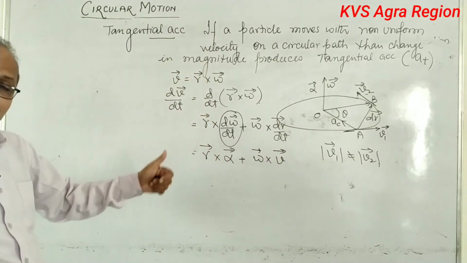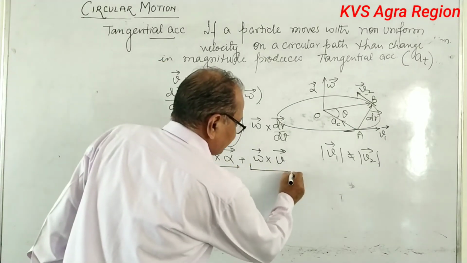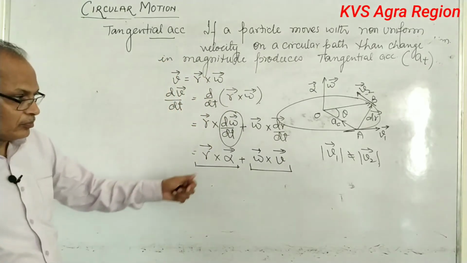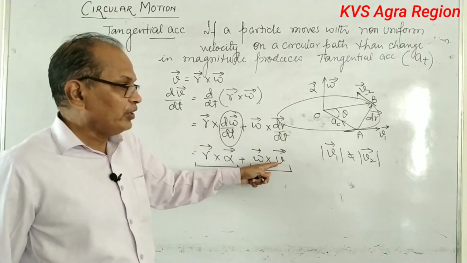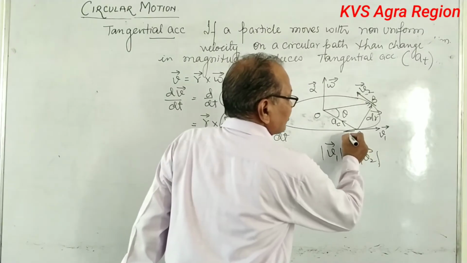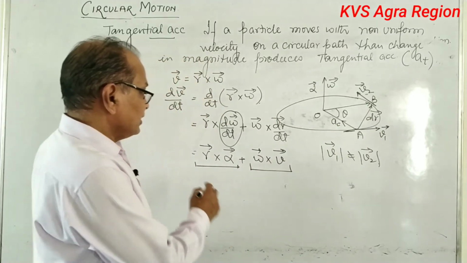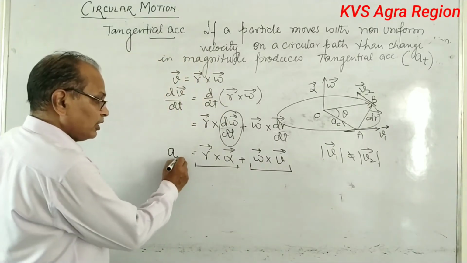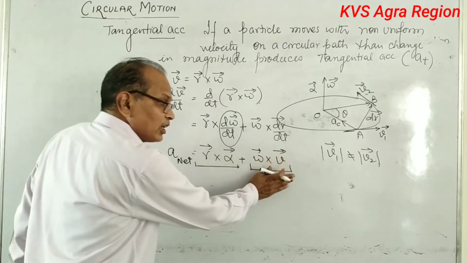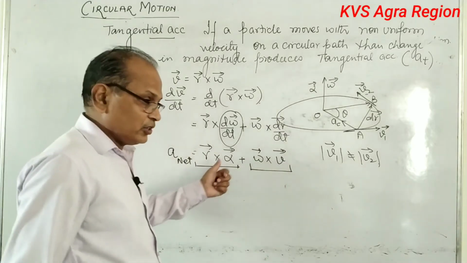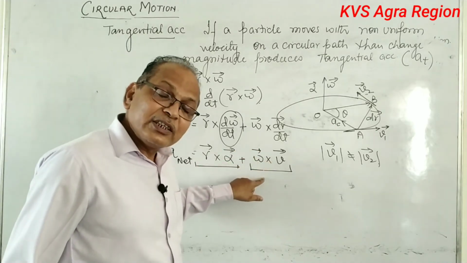Now see this expression very carefully, this part and this part. Now see, omega is in this direction, v is in this direction. So this is the net value of the acceleration, a net. So this is one part of acceleration, this is another part of acceleration, this is also an acceleration. Now what type of acceleration is this?